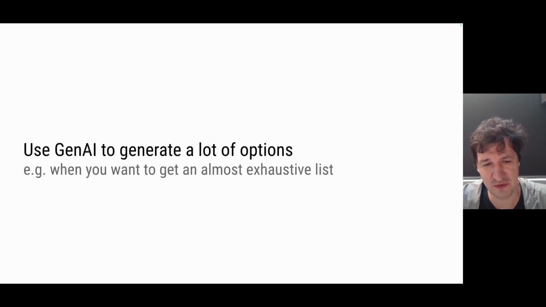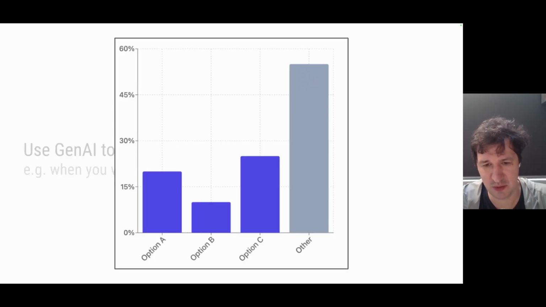For example, if you are designing a survey item, one thing that you want to avoid is to get responses like this, when most of the participants actually selected an option that you didn't think about. That would be kind of a disaster as a result. But it could be really hard to come up with all possible options just sitting and thinking about this. And that's why AI can be really useful.